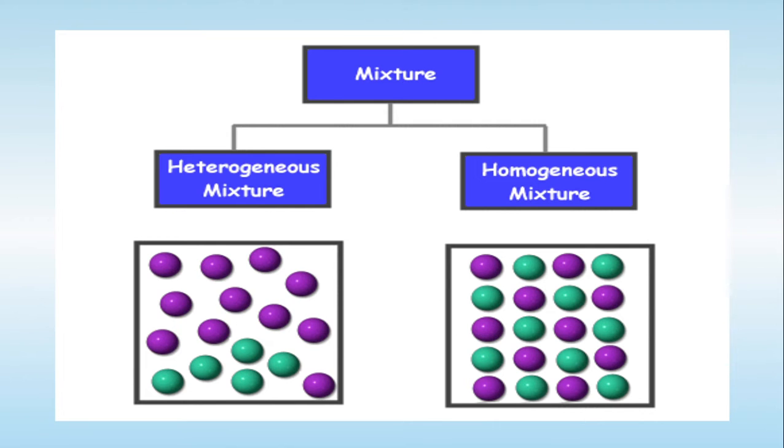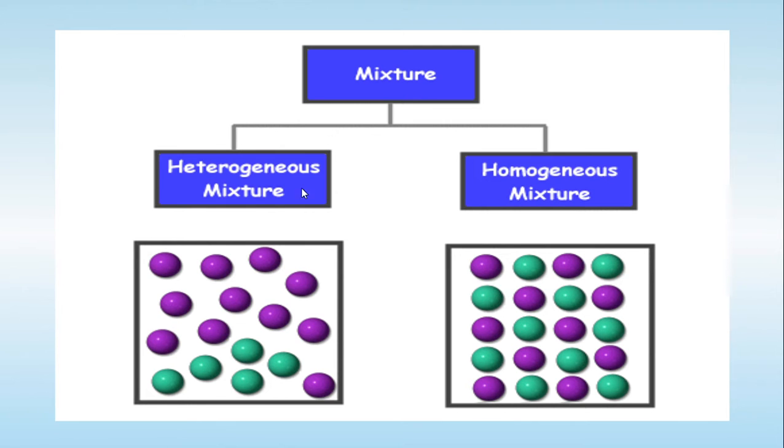Now let's go into the details of the different types of mixtures. As we know, the mixture is the end product of mixing. So mixtures will be of two types, heterogeneous or homogeneous. As shown in this slide, there are two colored balls. One is blue, and another one is purple.